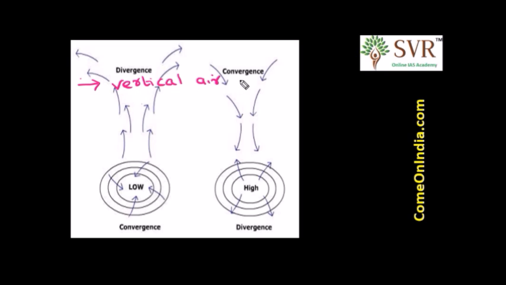One common feature in both cyclone and anticyclone is that vertical air movements are associated with both cyclone and anticyclone.